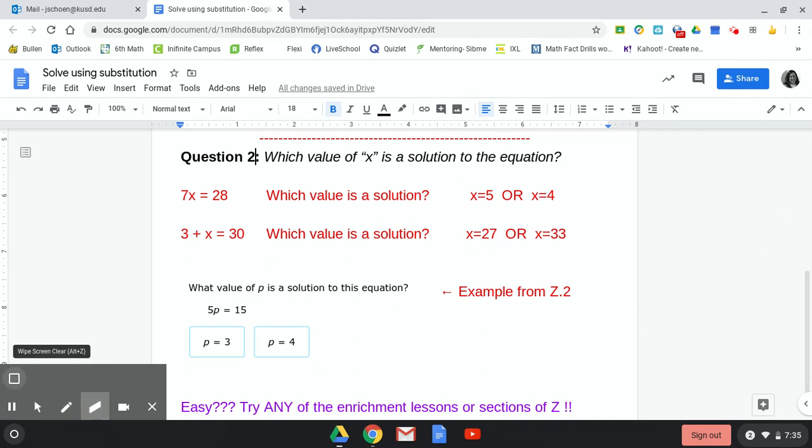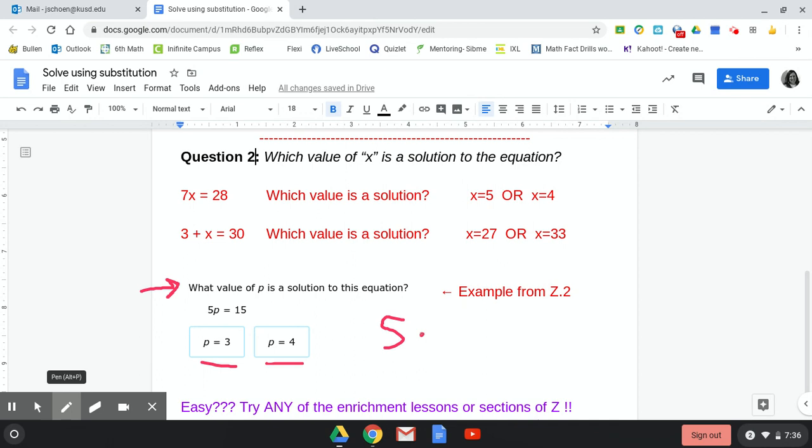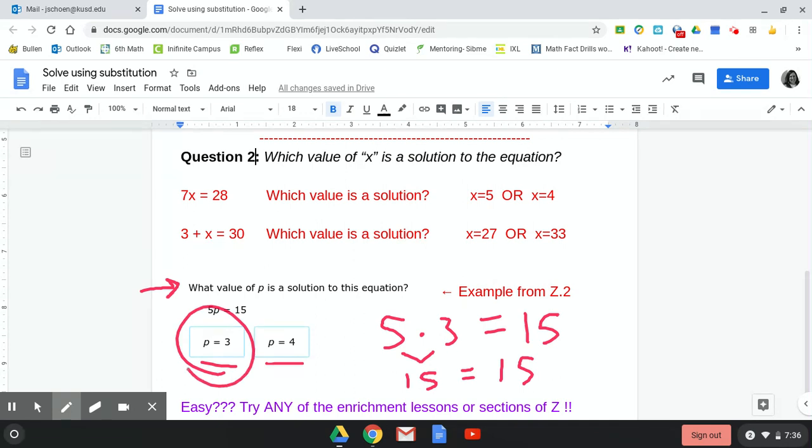So let's look at the last one here from IXL. This one is an example from IXL. It says, which value of P is the solution? Is it going to be 3 or is it going to be 4? So in other words, 5P, or 5 times what number equals 15? So you probably already figured it out for me. Let's try the 3. Yeah, I know, you're thinking I'm crazy. That's okay. So there's my true statement. I select P equals 3.